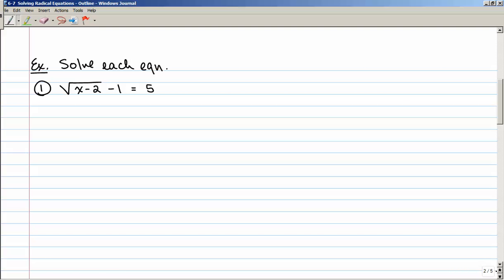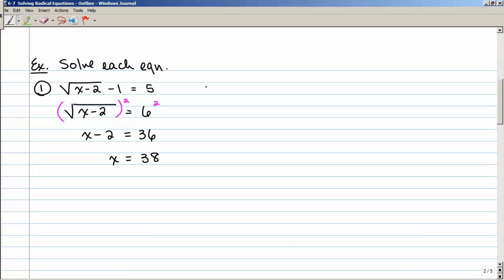Here's the first one. The square root of x minus 2, minus 1 equals 5. My first step is to isolate the radical. So I want to add 1 to both sides. And that gives me the square root of x minus 2 equals 6. Now I will square both sides. Squaring cancels out the square root, so I have x minus 2 equals 36. Add 2 to both sides, so x equals 38.